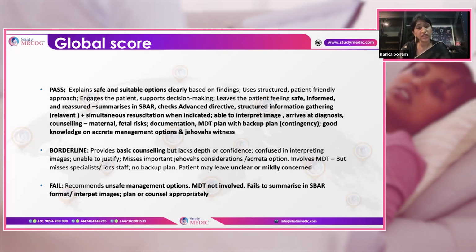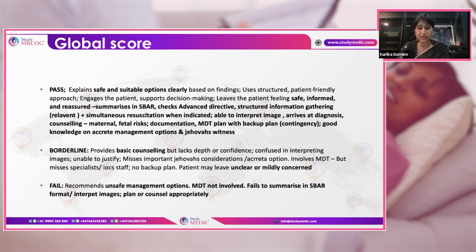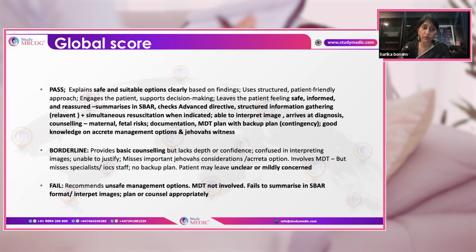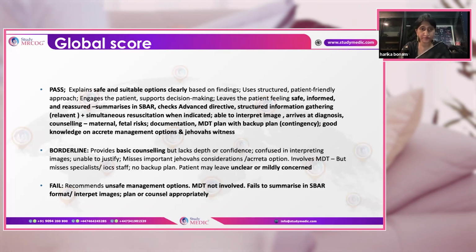In case you make an unsafe management plan, don't involve MDT, and don't summarize, are not able to interpret the images, and plan or counsel inappropriately, then we give the fail score.